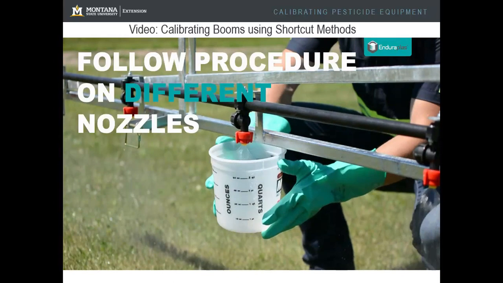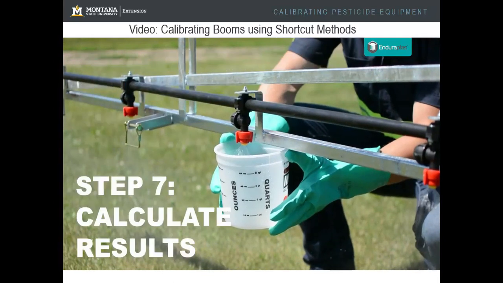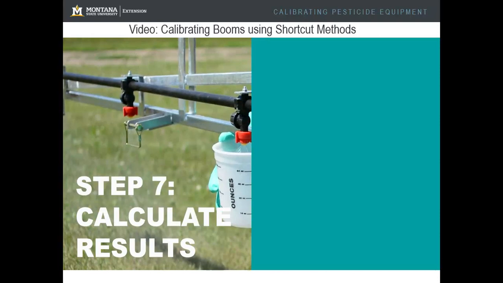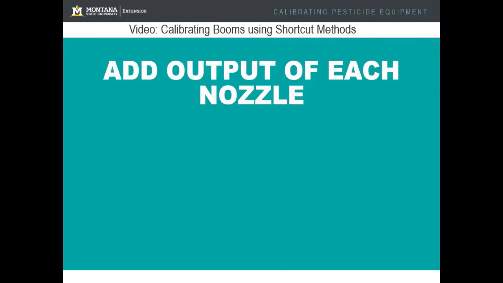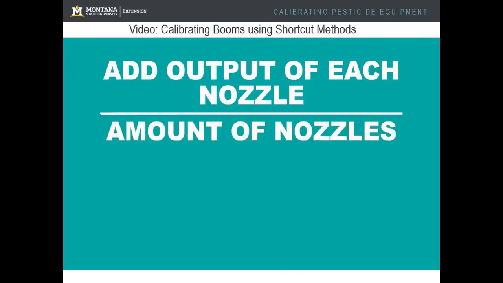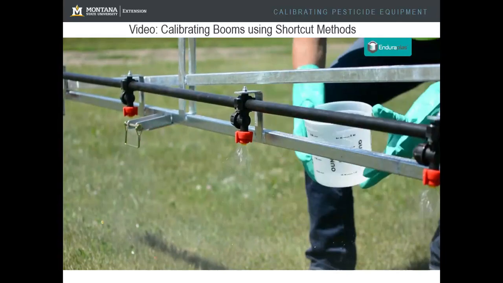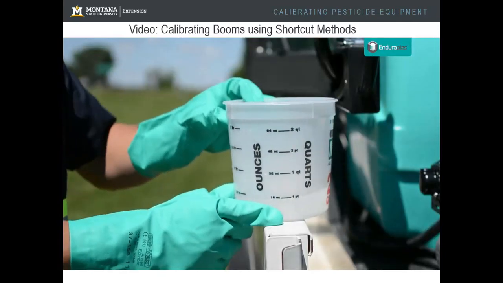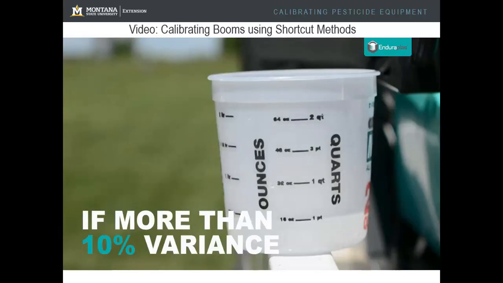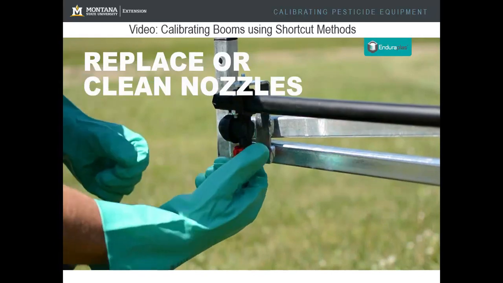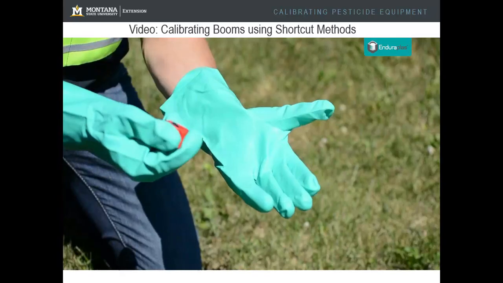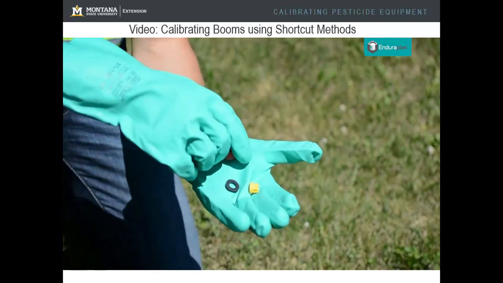Follow this same procedure on a few different nozzles and calculate the average nozzle output by adding the individual output of each nozzle and then dividing by the number of nozzles tested. In this case, our nozzles were consistently putting out 16 ounces of water. If there is more than 10% variance between the output of each nozzle, you may need to replace or clean the nozzles as they can get ruined or clogged from buildup of chemicals.